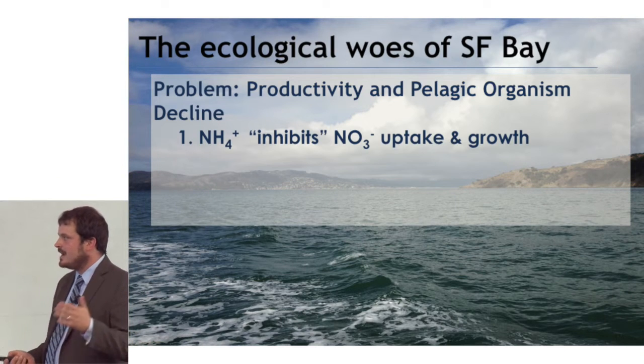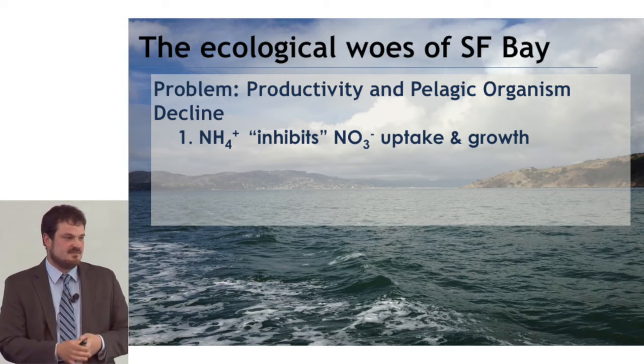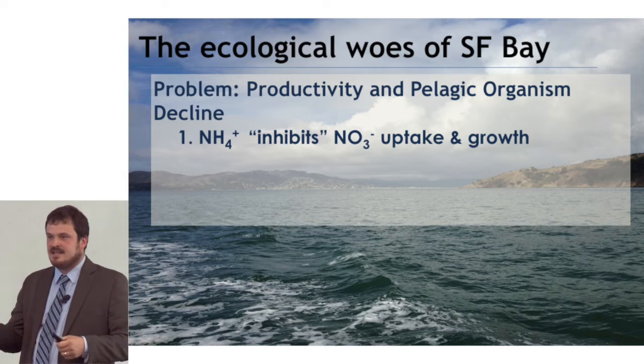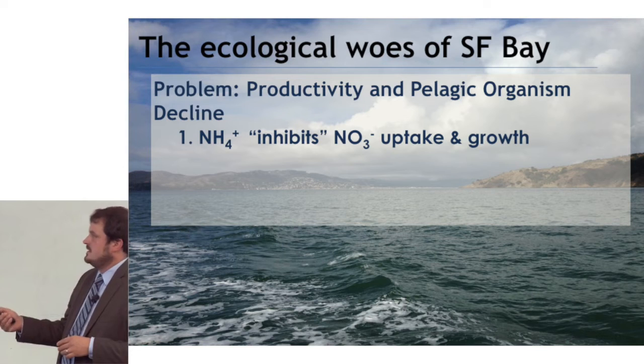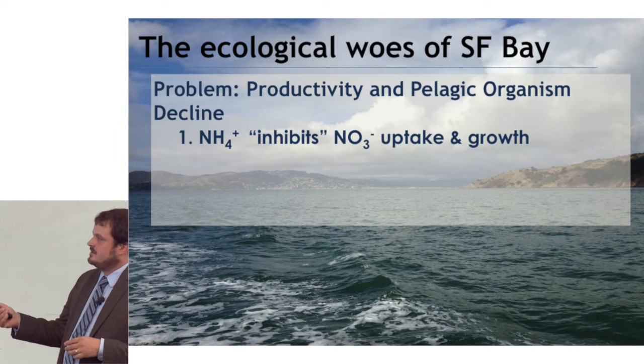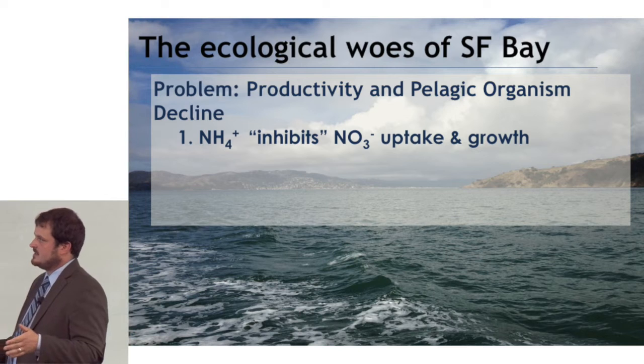One is that perhaps counterintuitively, ammonium, which is NH4+ in a reduced form, inhibits or suppresses the uptake of nitrate, and that leads to less overall growth through the argument that phytoplankton taking up nitrate will actually grow more quickly and in more abundance and actually be able to bloom, and phytoplankton growing on ammonium won't. So that's one of the hypotheses that's been put forward.